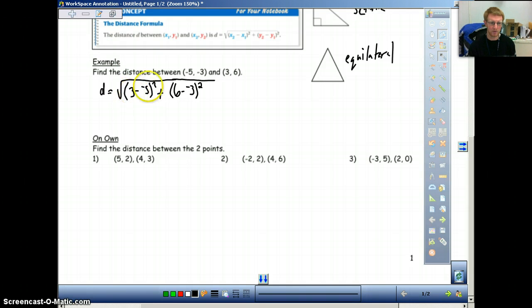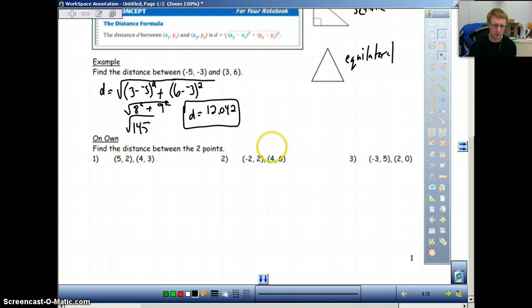So plugging this in, this is 8 squared and this is 9 squared. That ends up being the square root of 145, so therefore our d is equal to 12.042. Okay, you have 3 to do on your own. Try those on your own. Shouldn't take you that long. Hit play when you're ready.